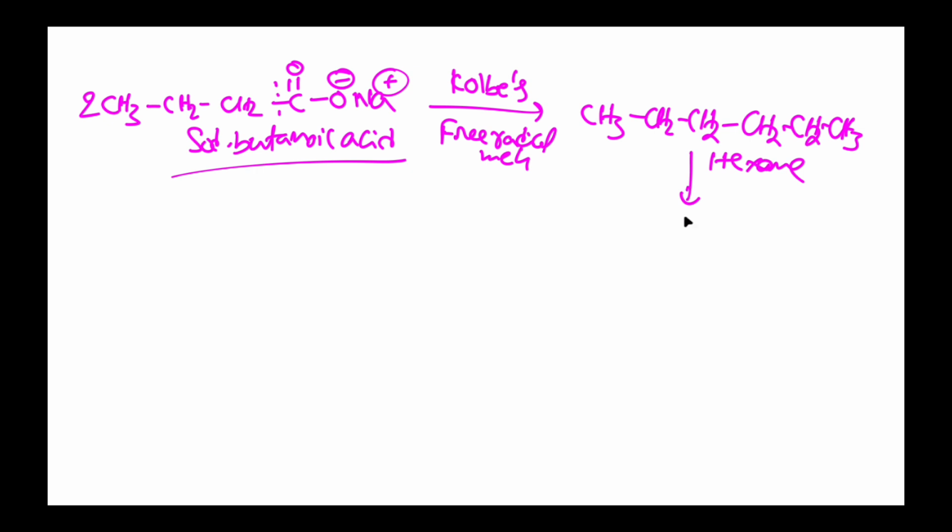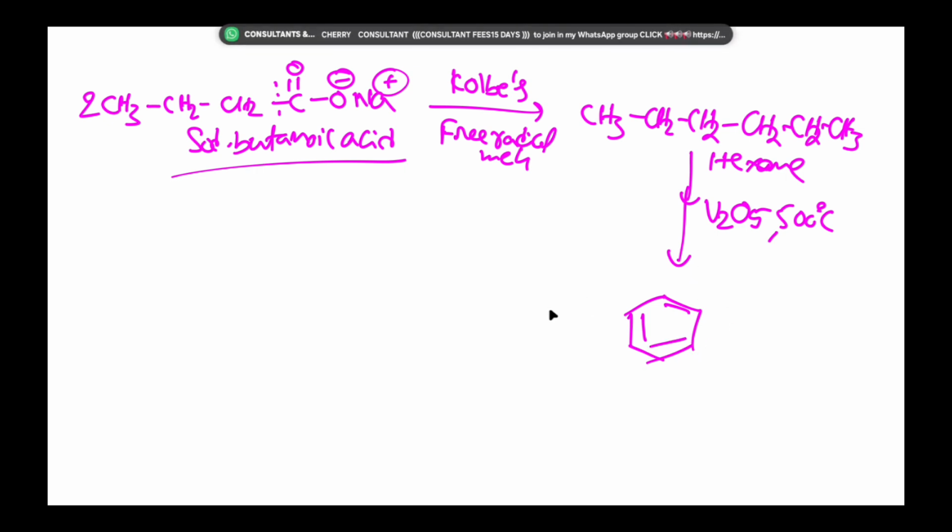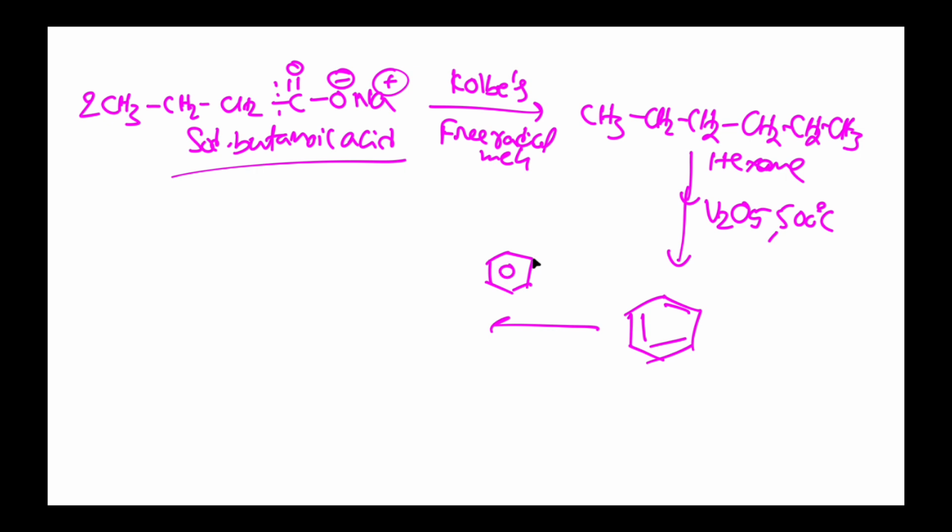This hexane is further treated with V2O5 at 500 degrees centigrade and undergoes cyclization. It gives a benzene ring. Further, this benzene ring is treated with phthalic anhydride.